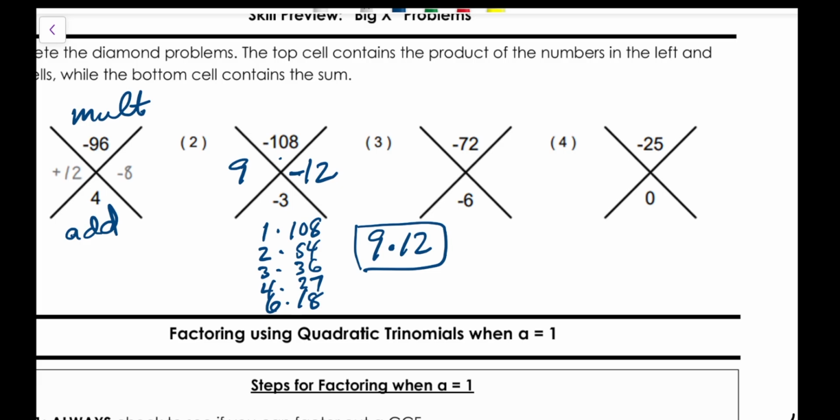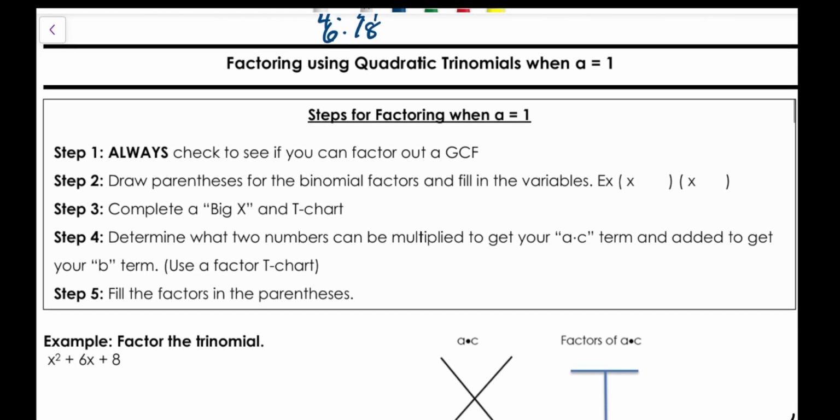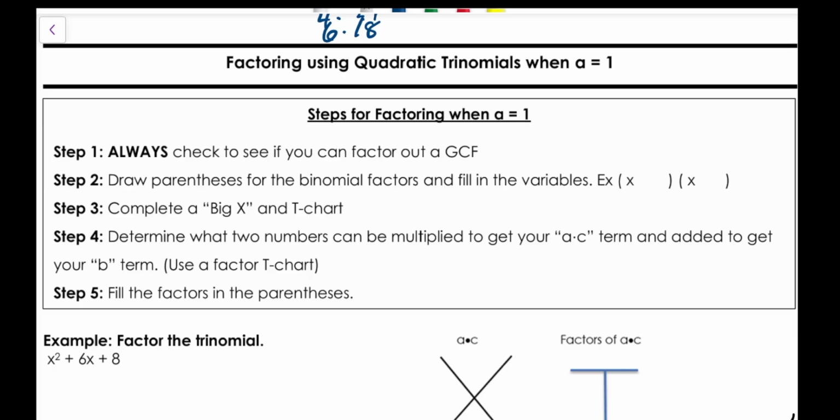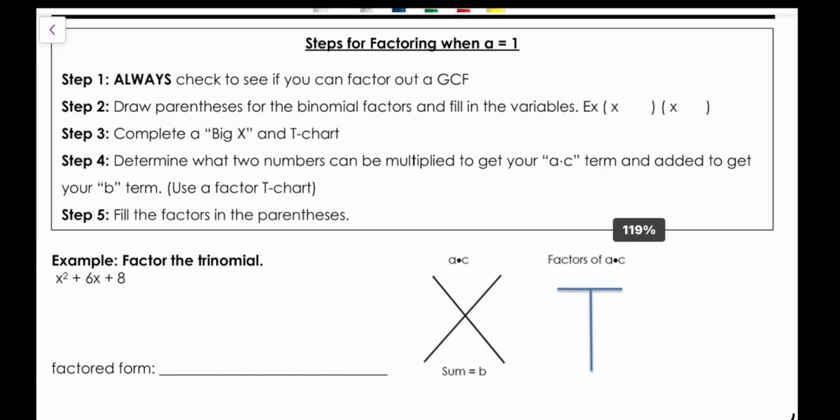So let's move on to, what do you do when the a value is 1? When the a value is 1, just make sure you've taken out the GCF. Then we draw some parentheses, we make a big X, and we make a T-chart. Well, you don't have to make the T-chart if you can do this in your head, but as you can see, for big numbers like 108, you need the T-chart. Determine what two numbers can be multiplied to get your AC term. What is the AC term?